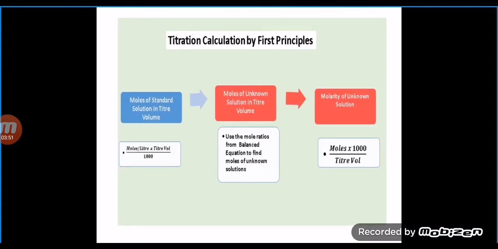So for first principles, there's 3 steps. The first thing is you need to find the moles of your standard solution in your titration volume, and you use this formula here. The second step is to find the moles of your unknown solution in your titration volume, and you use your balanced equation for that. And the last step is to find the molarity of the unknown solution using this formula here. So there's 2 formulas and a balanced equation to be used. It's 3 simple steps and it works every time. So let's try it for this question.